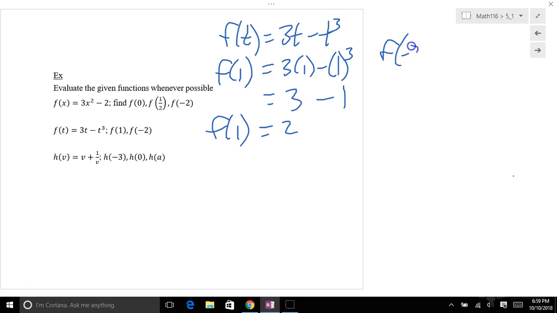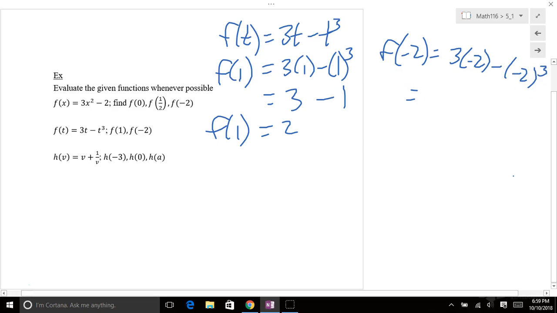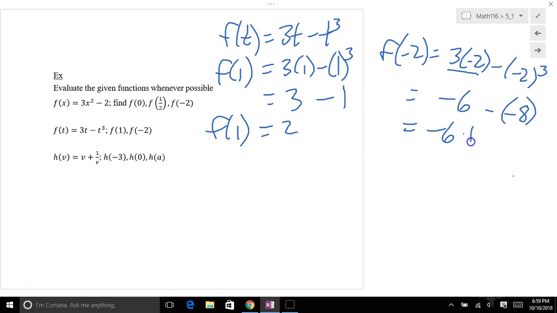Let's do it for f of negative 2. Now we plug negative 2 in. 3 times negative 2 minus negative 2 cubed. Again, negative 2 times negative 2 times negative 2 is negative 8. And then we got 3 times negative 2, negative 6, minus the negative 8. So you get negative 6 plus 8. So we got 2.